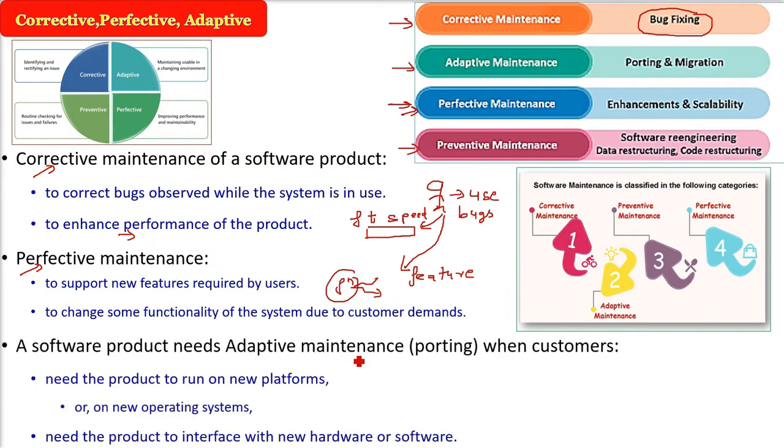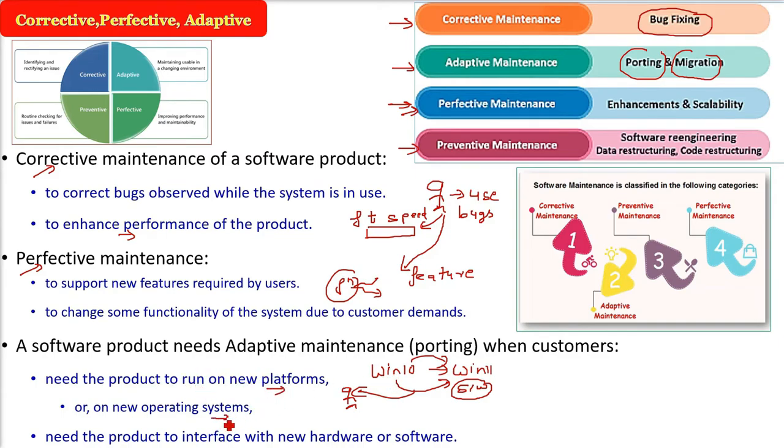Then comes the adaptive maintenance, also called porting and migration. So the software product needs this porting or migration or adaptive maintenance when the customer needs the product to run on a new platform, on a new operating system. For example, you have Windows 10, now you have Windows 11. You upgraded your system because it was free and Microsoft was asking for it. Now certain software are not working on Windows 11. So what do you do? You will go back to the developer or the company and you'll say, oh, this software is not working. So the maintenance team has to do the adaptive maintenance so that this software works on Windows 11 as well.